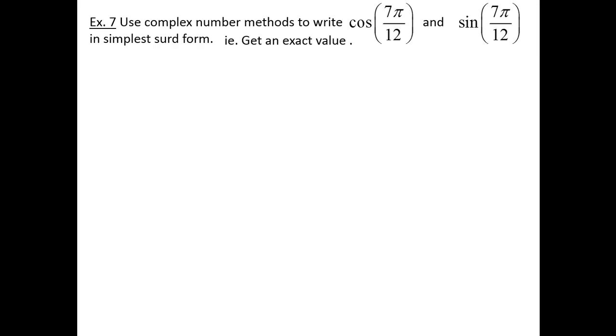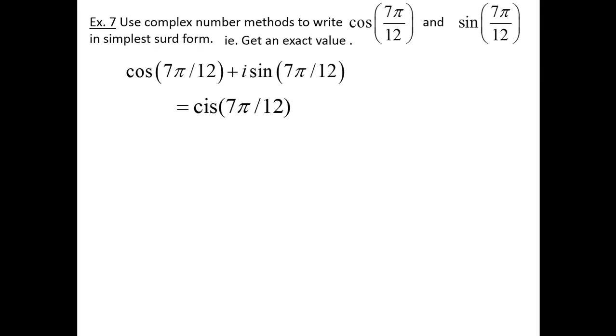Okay, last problem. Use complex number methods to write cosine of 7 pi over 12 and sine of 7 pi over 12 in simplest surd form. It's an IB term that just means simplest radical form. So what we're going to do is write this as cosine of 7 pi over 12 plus i sine of 7 pi over 12, which of course is cis of 7 pi over 12.